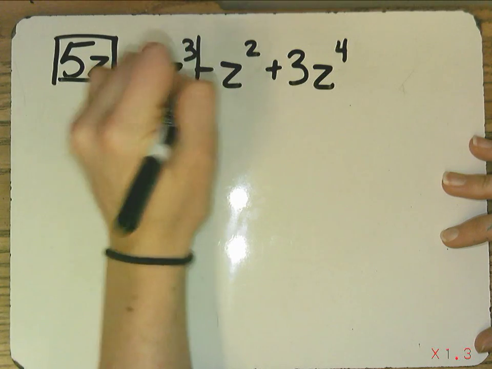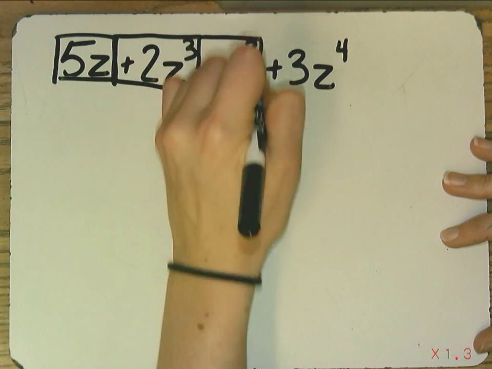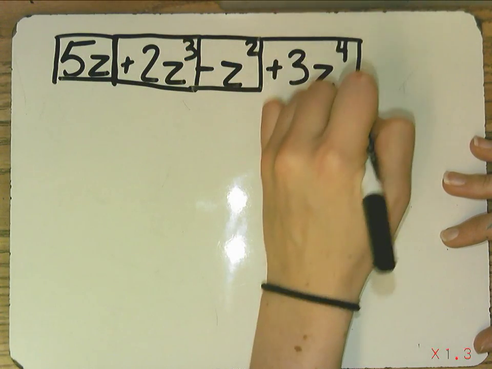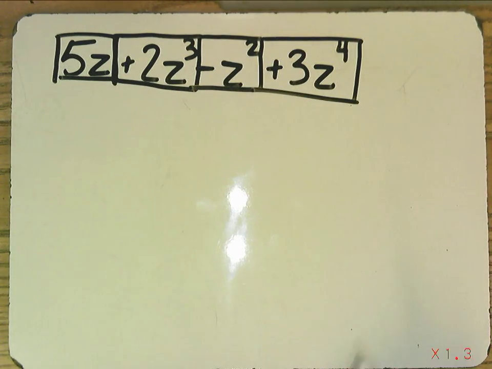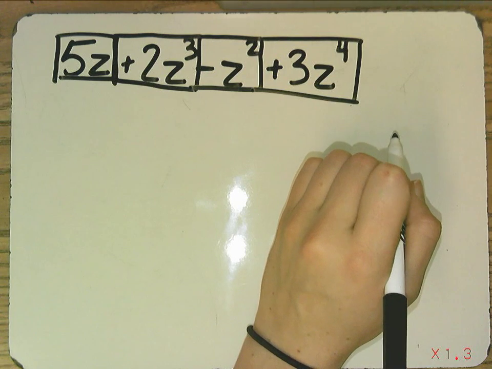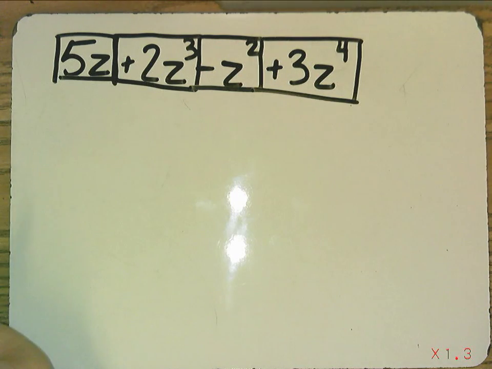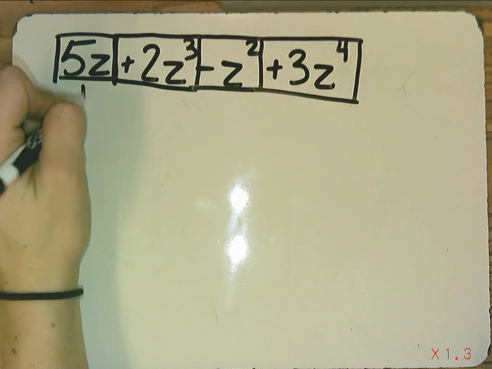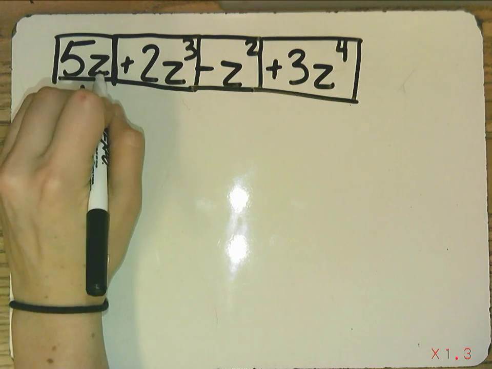So I'm breaking my polynomial into all of its different terms. I'm breaking it at the addition and subtraction. So these are all my different terms of my polynomial. I'm going to go one by one and look at their degree. So I'm first going to look at 5z.